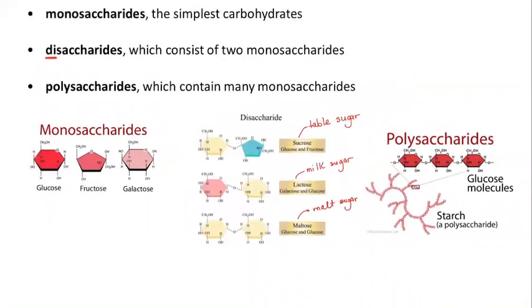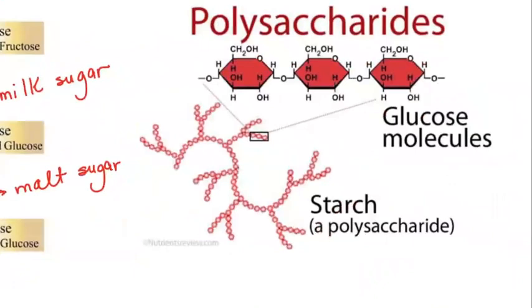Lastly, we have polysaccharides, and polysaccharides are going to be polymers, meaning long chains of monosaccharides. There are different polysaccharides that we're going to learn about in this class, but to give you an example of one, here we have the example of starch.